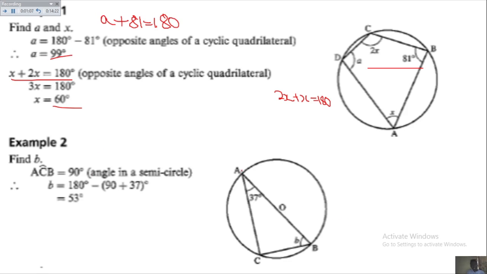Likewise, look at this. This is what? A line passing through the center and forming a point on the circumference. Automatically, if you still remember, this will be 90. Always watch out for that. And if this is 90, then the sum of the angles of a triangle is 180. Just add everything together and sum into 180. And that will give you 90 plus 37 plus b equals 180.